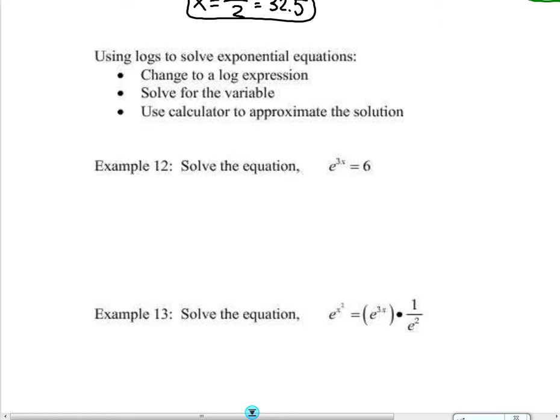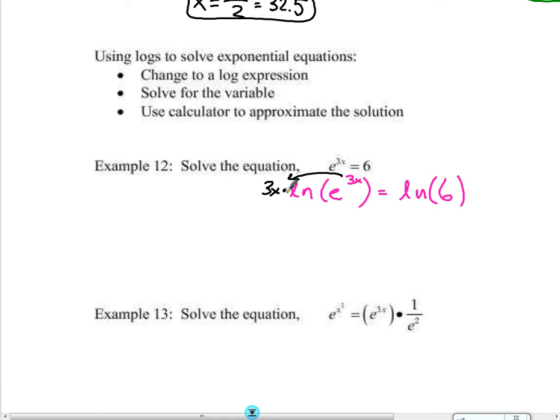So if I take the natural log of e to the 3x power, and what I do to one side, I have to do to the other. Natural log of 6. When I take the natural log of e, the exponent can be brought down as a multiplier, a factor. So ln of e is really just 1. So 3x is really equal to the natural log of 6.